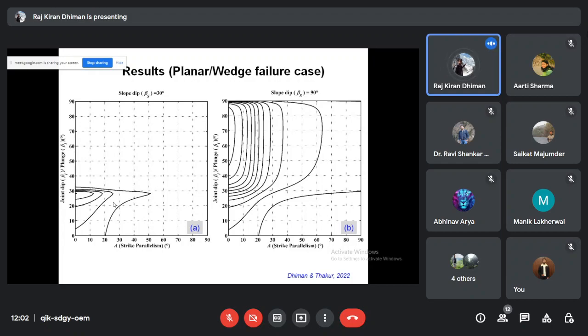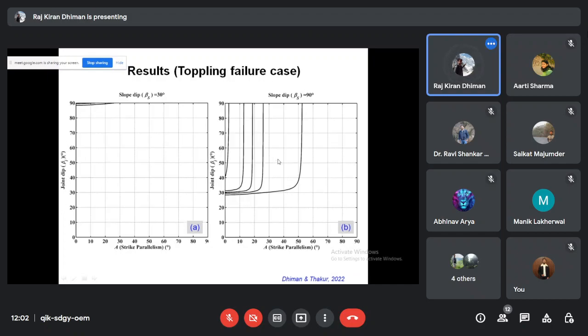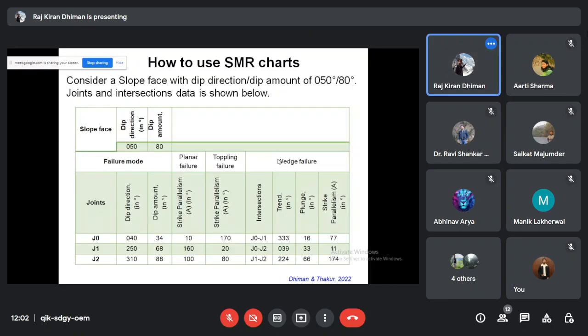I will show you. Similarly, for the 90 degree case, this is for toppling failure. I have shown you two charts only here, 30 degree and 90 degree. So I will show you how to use these SMR charts.